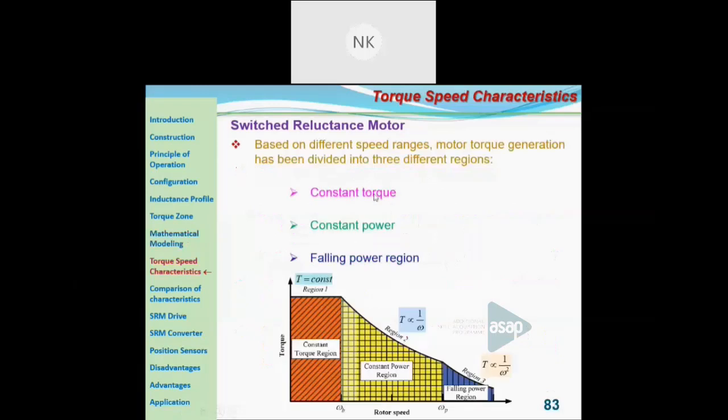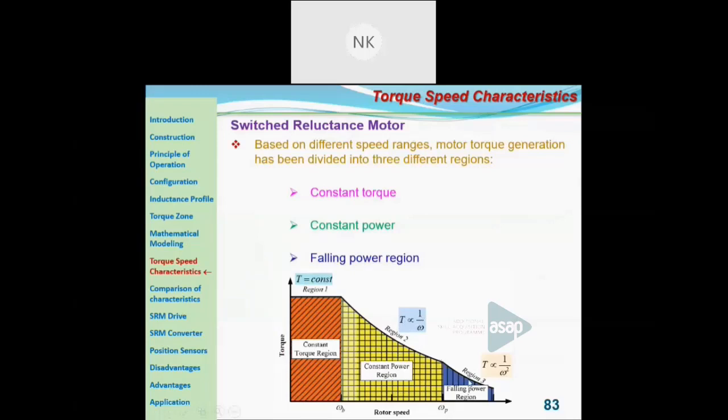In the switched reluctance motor, we mainly have three regions in the torque speed characteristics: a constant torque region, a constant power region, and a falling power region. The constant torque region is up to the rated speed, where the torque will be constant. Above the rated speed, the region is the constant power region, where the torque will be proportional to 1 by omega, or T omega is equal to a constant. T omega is nothing but the power.